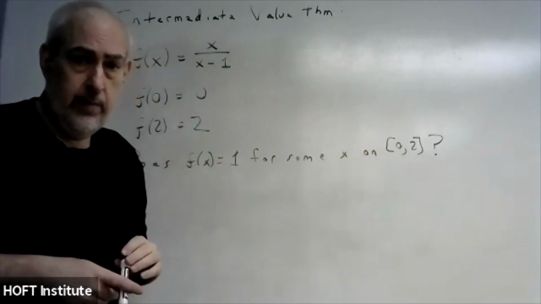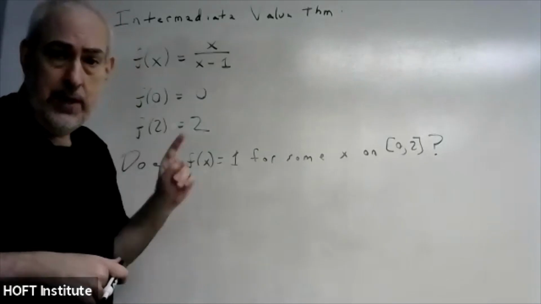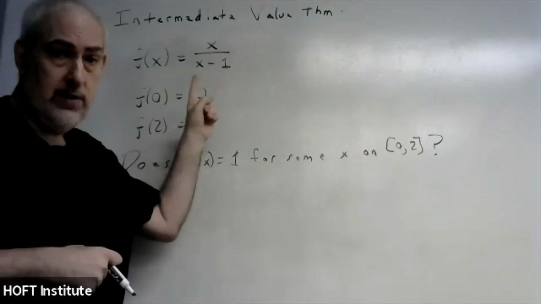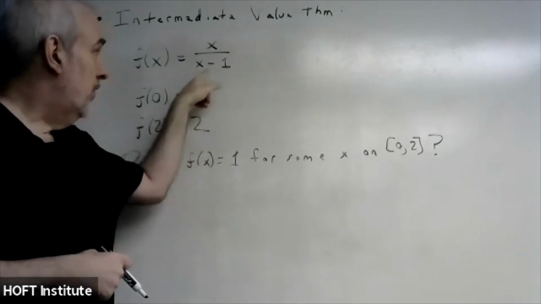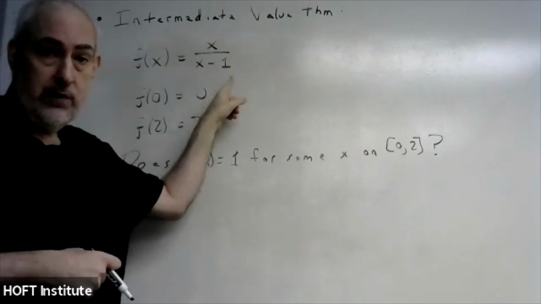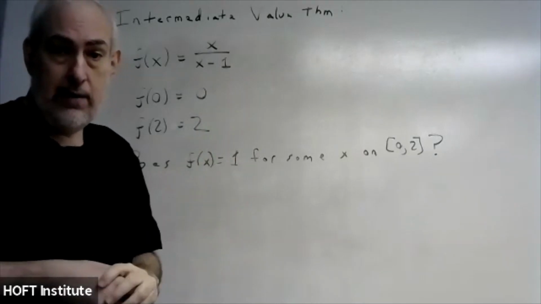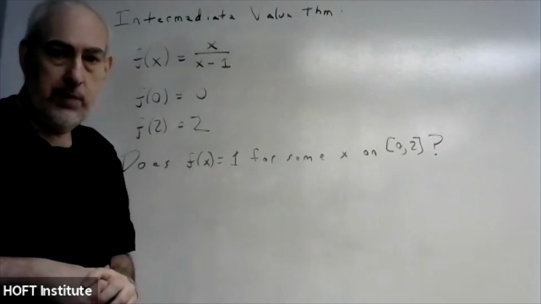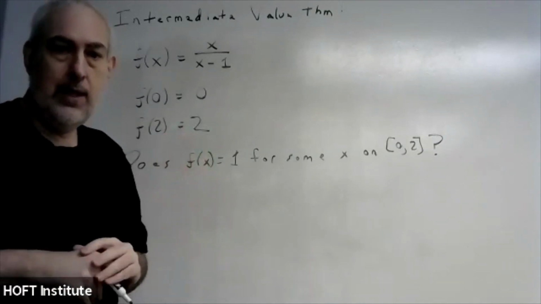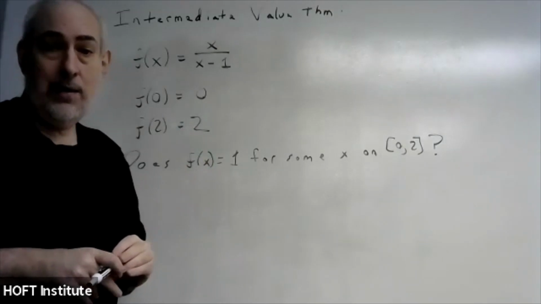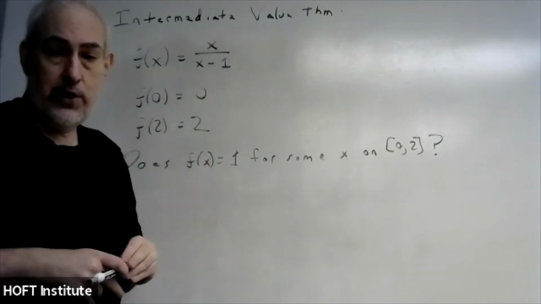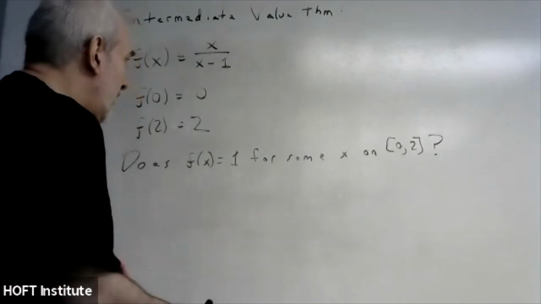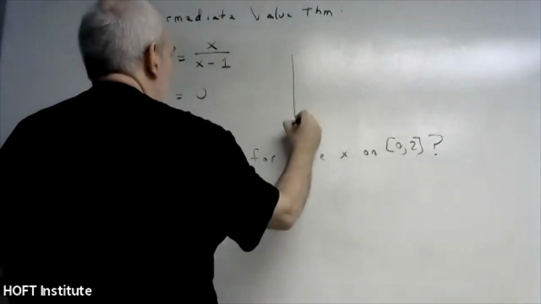Well, the problem is, the one thing we forgot to check is, is this function continuous over the interval 0 to 2? And the answer is no. Because when x equals 1, you have division by 0. That creates a vertical asymptote on the graph. So it is not continuous on the interval 0 to 2, which means the intermediate value theorem doesn't apply, and there may or may not be a value for which f of x equals 1 on that interval. In fact, if we were to graph it, you would see that it is not possible.